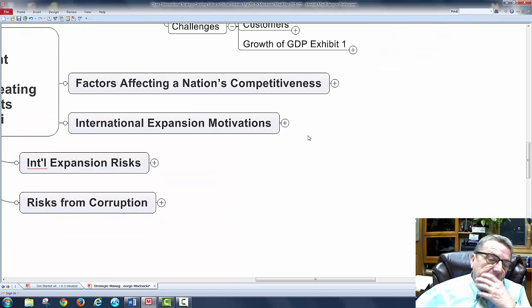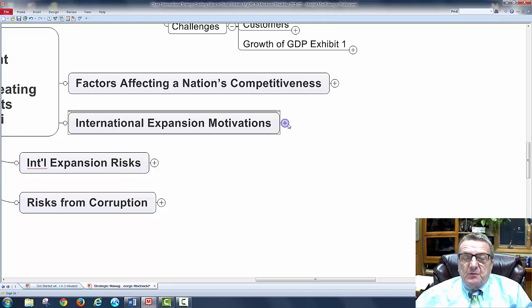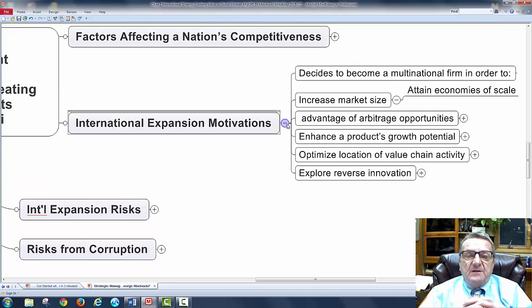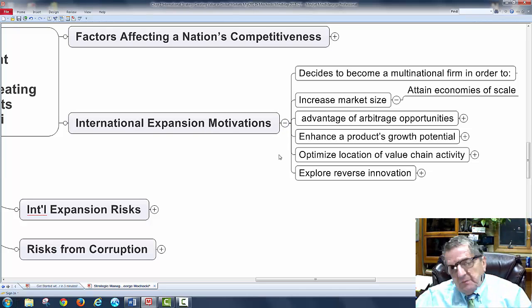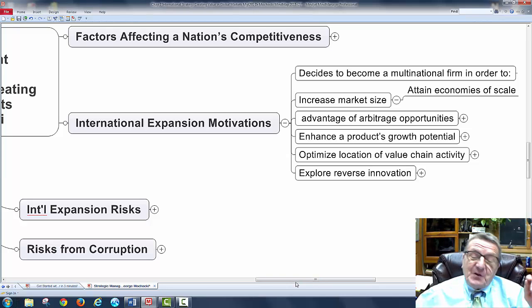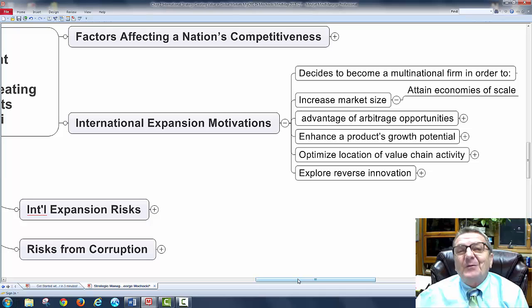Let's look at the next one: international expansion motivations. Why would I, as a company, want to expand? I mentioned a few ideas already. We've already saturated the market and there's no more demand for our product. Or, for lack of better words, we've got a bad reputation and now we want to start all over.